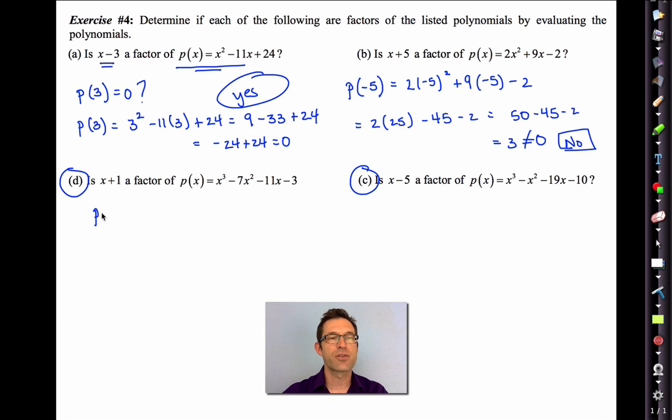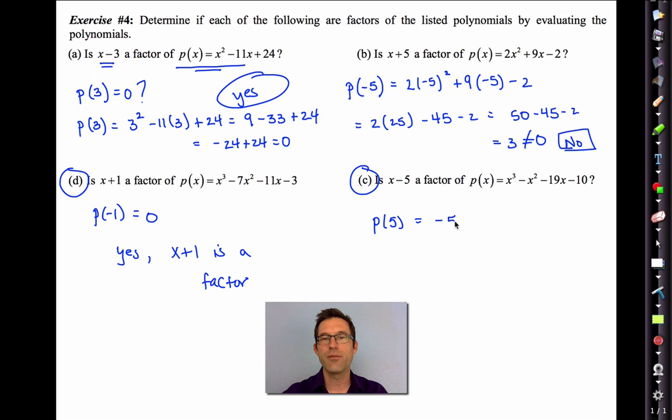Well, if it's a factor, then p of negative 1 should be equal to 0. And in fact, if we evaluate p of negative 1, we do find it's equal to 0. And therefore, yes, x plus 1 is a factor. In this case, is x minus 5 a factor of this cubic? Well, if it is, then p of 5 would have to be equal to 0. And if we evaluate that, we find that p of 5 is equal to negative 5. So no, it's not a factor.